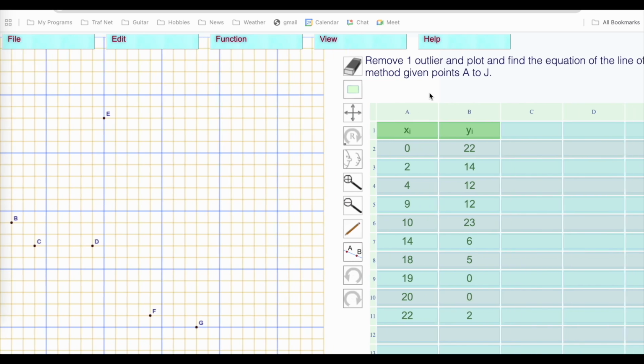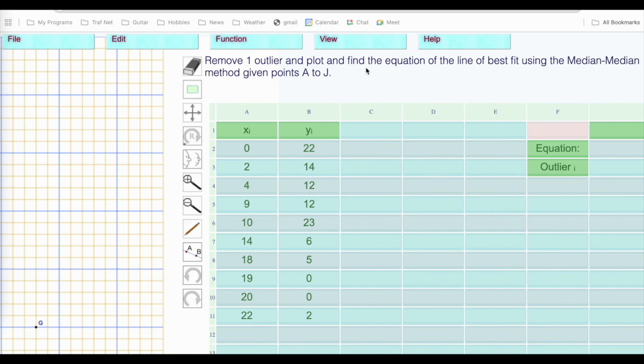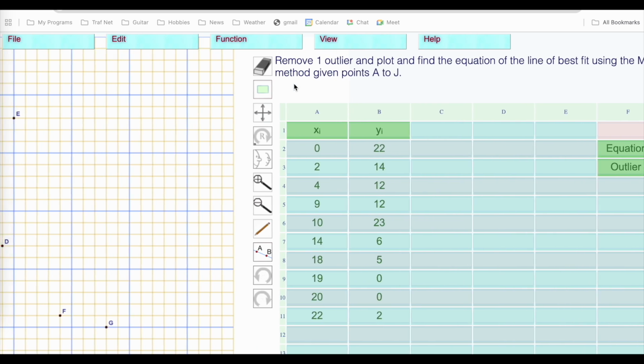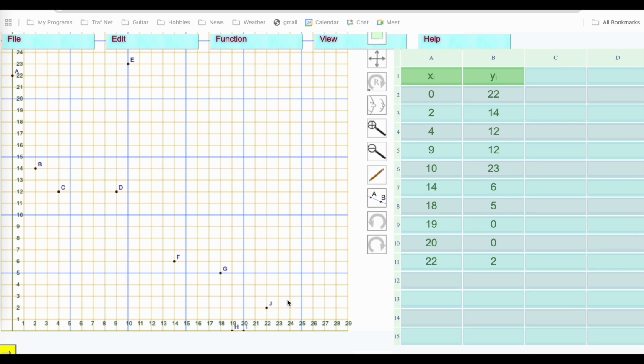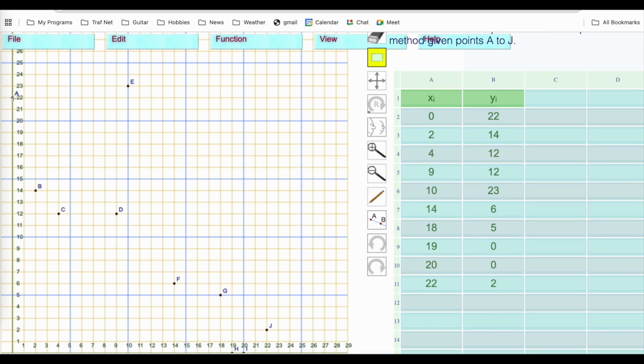Welcome to level 7. Remove one outlier and plot and find the equation of the line of best fit using the median method given points A to J. If we look at all our points, and we can see them all on the screen here, we have A to J. E doesn't seem to belong. You could use the rectangle method to spot the outliers, but you can see that it's definitely E.